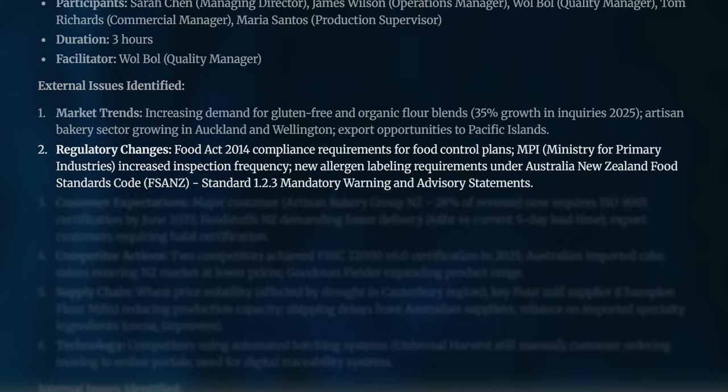The second external issue is regulatory change. Food Act 2024 compliance requirements for food control plans. MPI, the Ministry for Primary Industries, increasing inspection frequency. New allergen labeling requirements under the Australia New Zealand Food Standards Code, FSANZ Standard 1.2.3, mandatory warning and advisory statements.